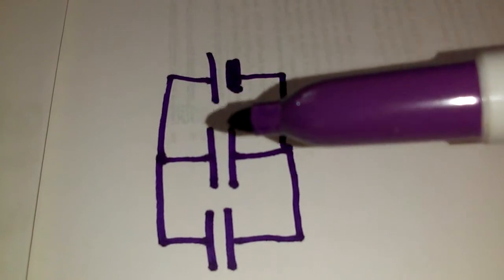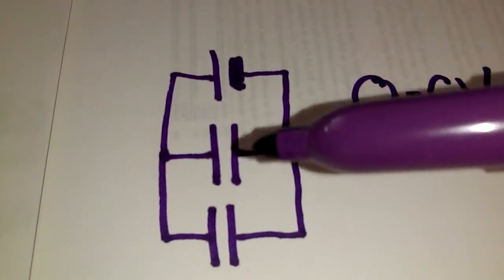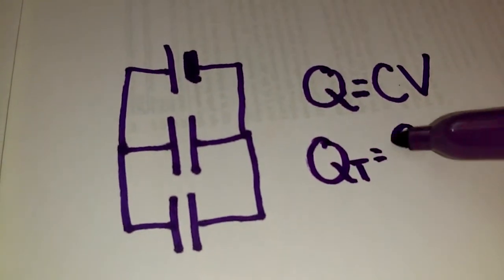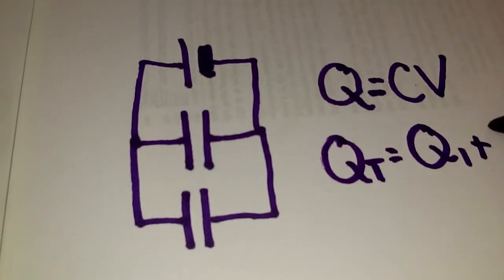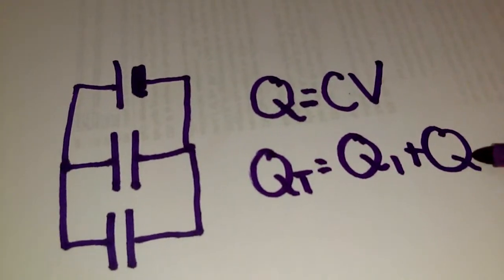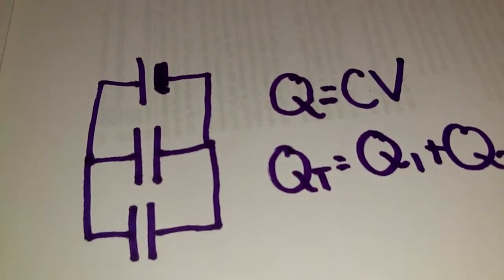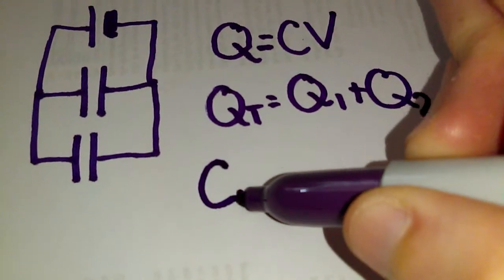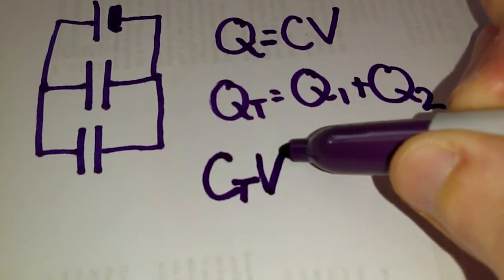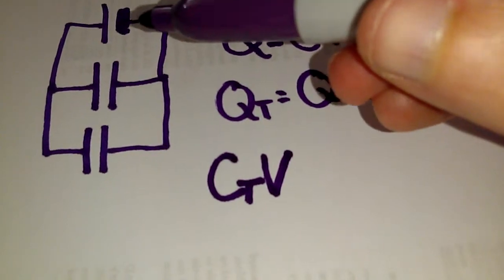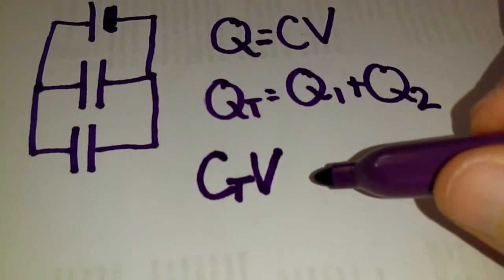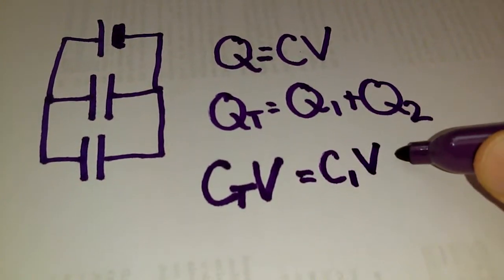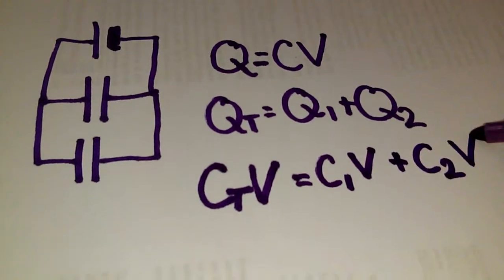So the total charge stored, well, we're going to have some charge stored on that one, and some charge stored on that one. So total charge would be the charge on the first capacitor plus the charge on the second capacitor, and that would give us our total charge. We could write that as the total capacitance times the potential difference, and remember the potential difference is the same over the battery, over that capacitor, and over that capacitor, is equal to Q1, which would be capacitance 1 times potential difference, plus capacitance 2 times potential difference.